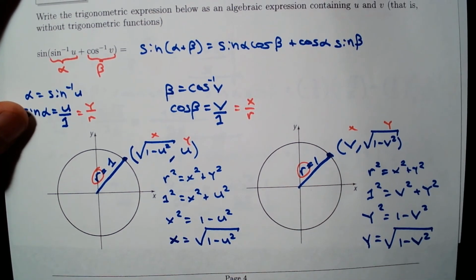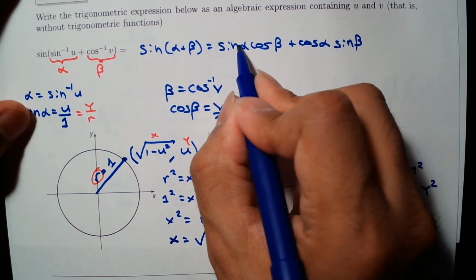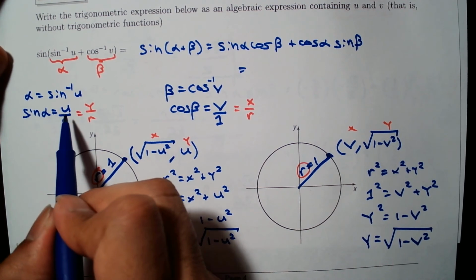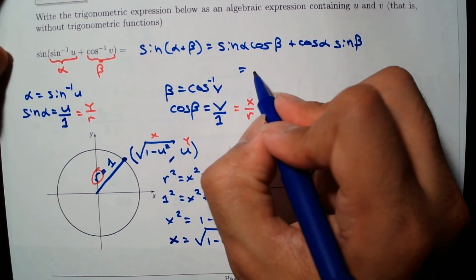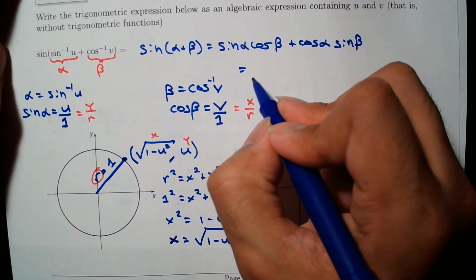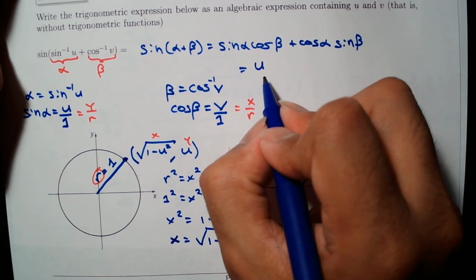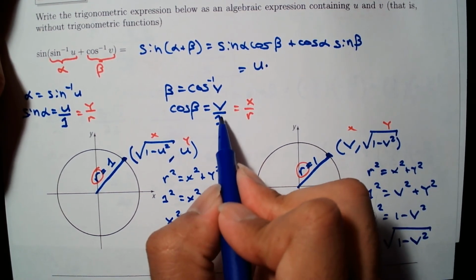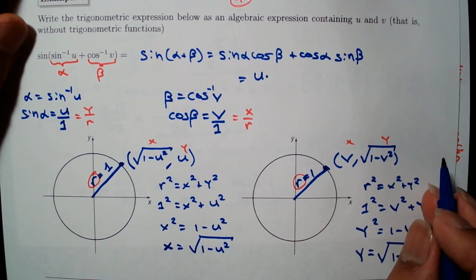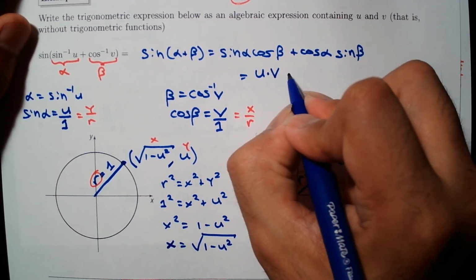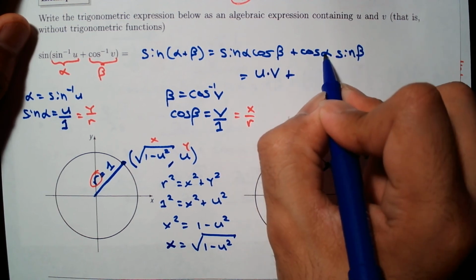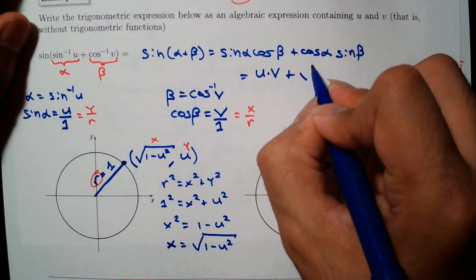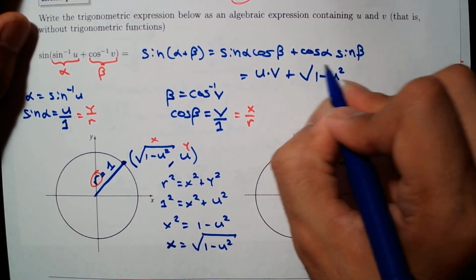Okay, so sine of alpha. Well, we are given sine alpha. Sine alpha is u over 1. That's simply u over 1. u over 1 is simply u. Cosine beta, that's actually given, is v over 1. I'm not going to write v over 1. I'm simply going to write v. And then plus cosine of alpha. Cosine of alpha is the x value in the first diagram. That's the square root of 1 minus u squared.